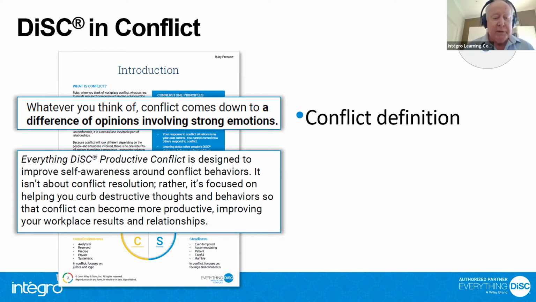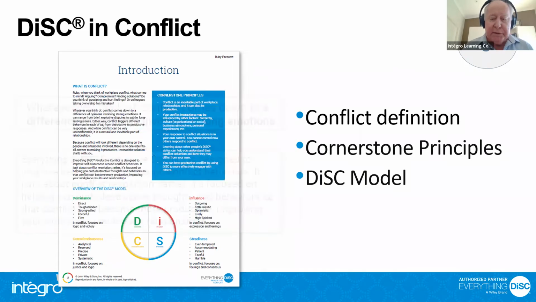It isn't about conflict resolution. Rather, it's focused on helping you curb destructive thoughts and behaviors so that conflict can become productive before getting to the destructive, okay? Which of course would then improve workplace results and relationships, all right? So the cornerstone principles, like with the workplace profile, they're just to give us a foundation of what's behind this, right? Conflict is inevitable, part of workplace relationships, and it can be productive.